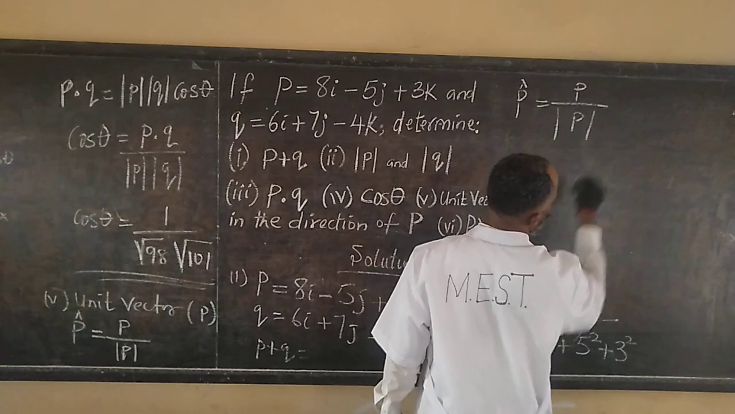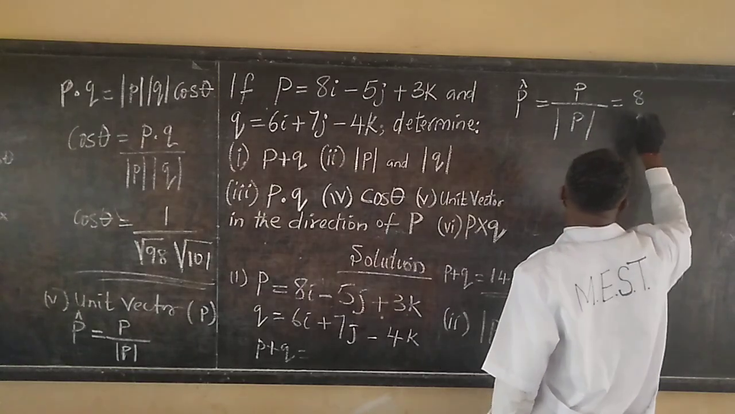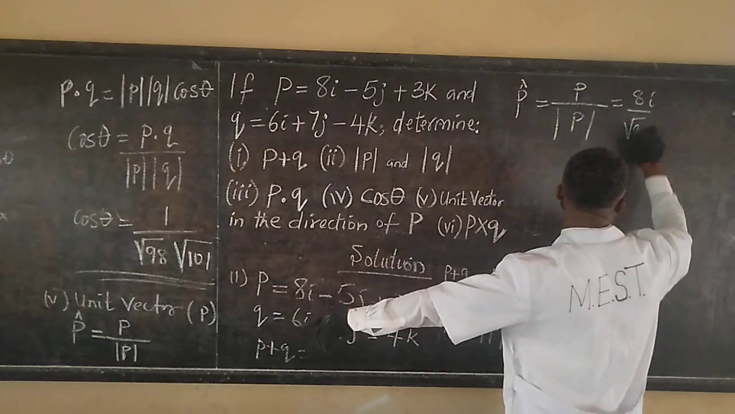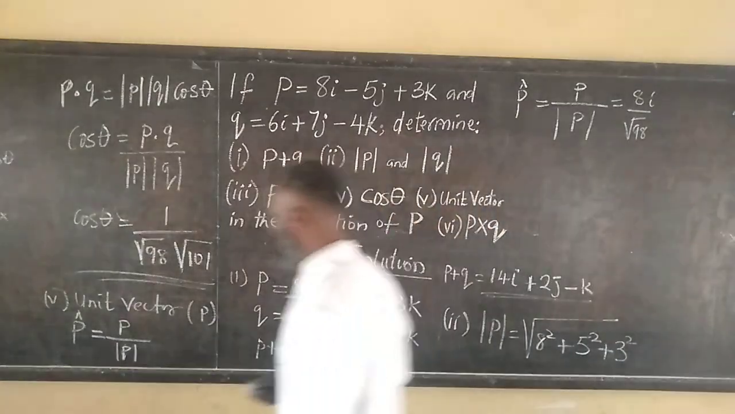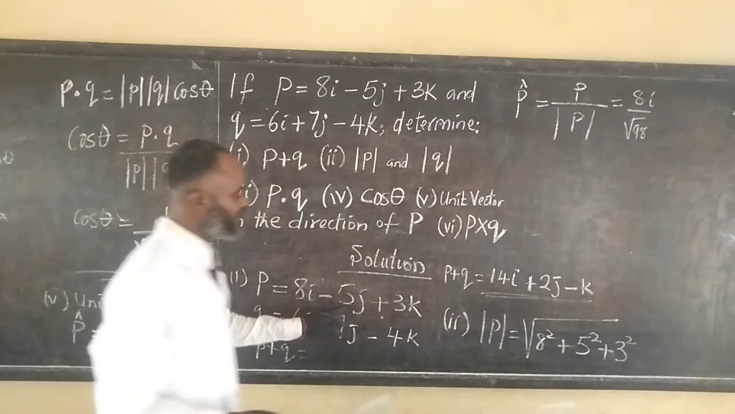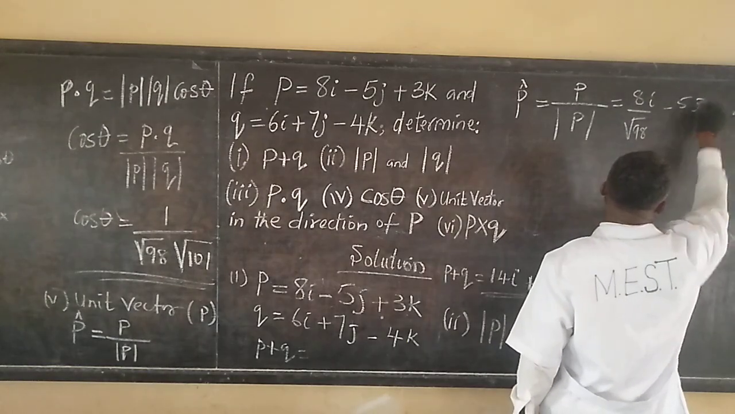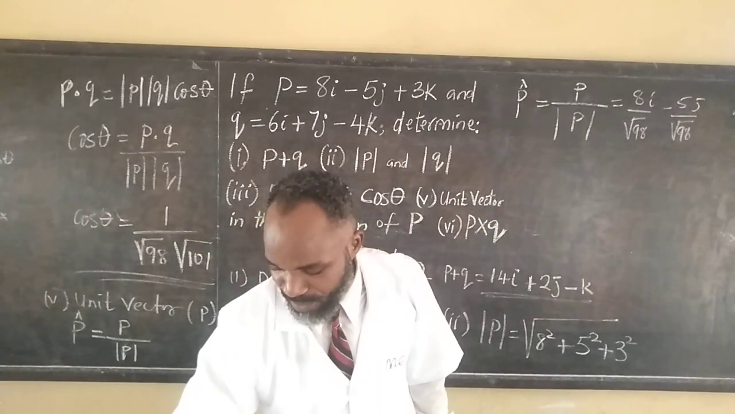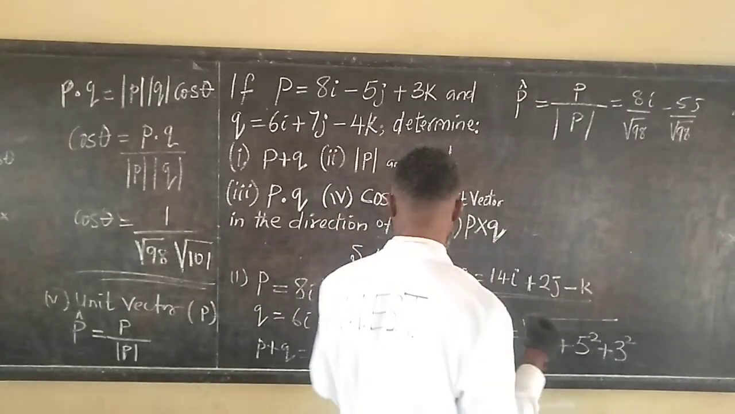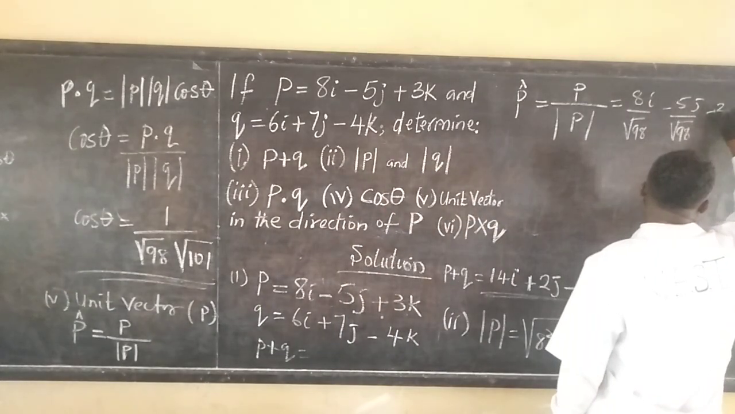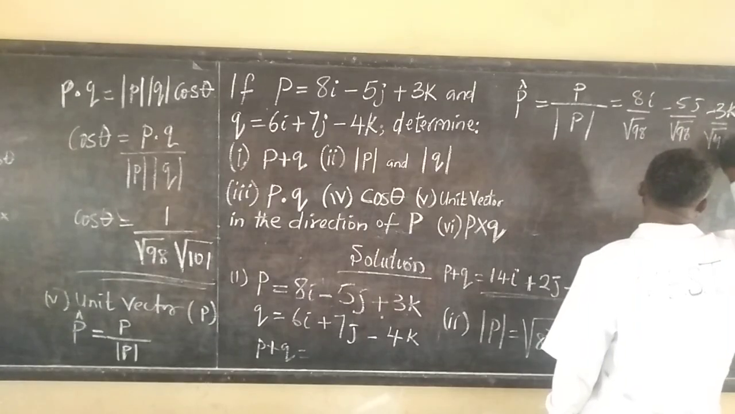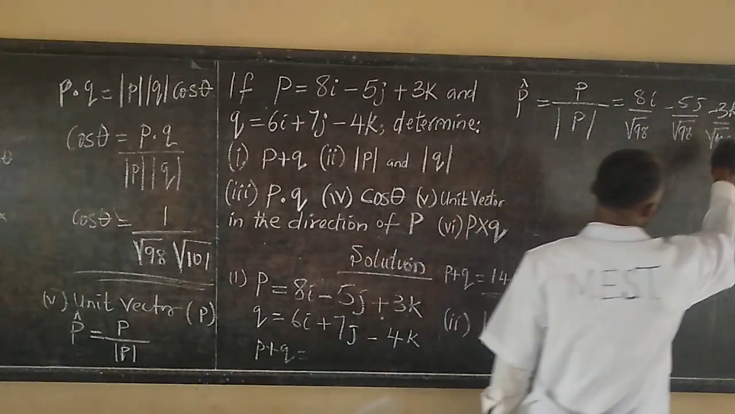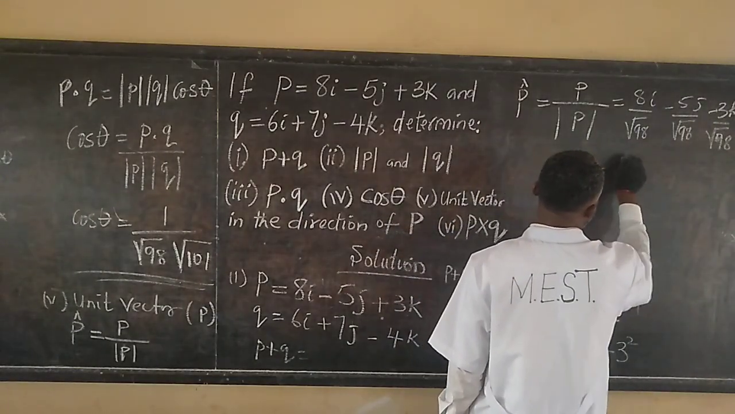And this gives us what we need. For P, we have 8i over square root 98. And then we have what next? Minus 5j over square root 98. Good. And then what next? We just continue to maintain that until we are done. We have plus 3k all over square root 98. Good. Can you see what we are doing? Very nice. And then this is 98. I think we can still write it out. 8i over.